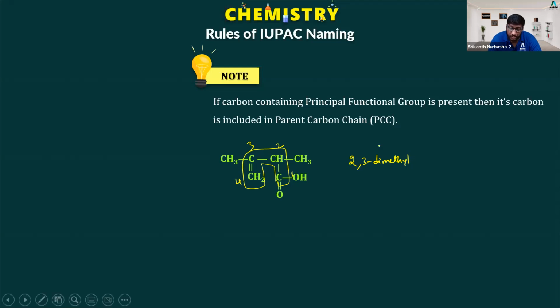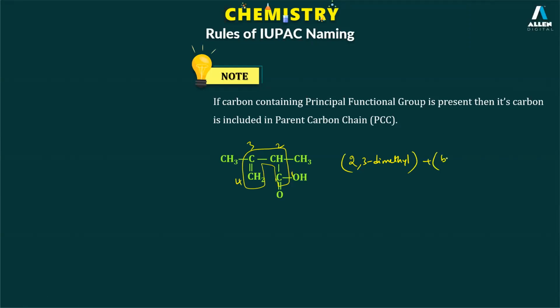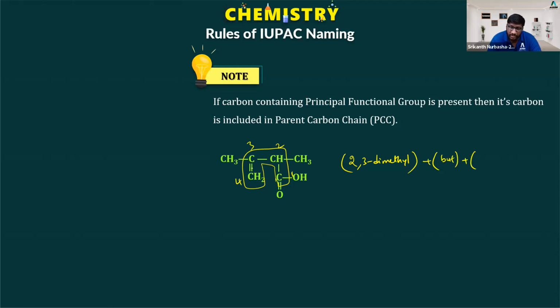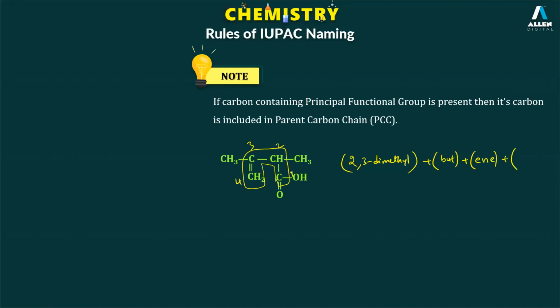After that we have primary prefix. There is no cyclic compound, so no primary prefix. So plus, how many carbon atoms in the long chain? 4. That is parent carbon chain. So but. And what type of carbon-carbon linkage is there? Carbon-carbon double bond is there, so you have to write en. And what is the principal functional group? That is oic acid. On which position is it? First position. So 1 oic acid.